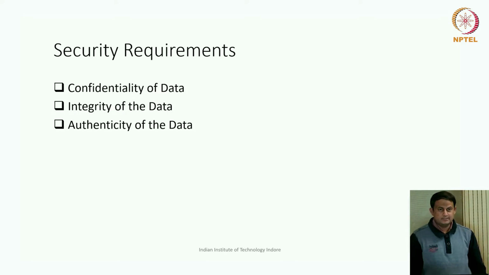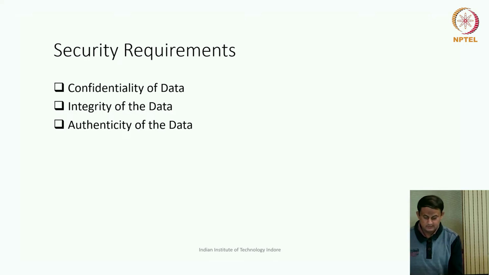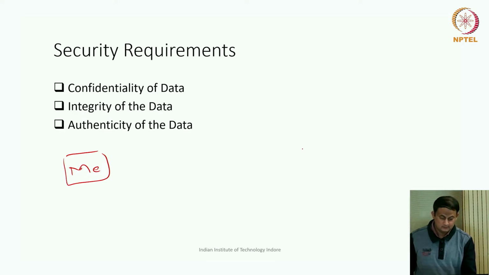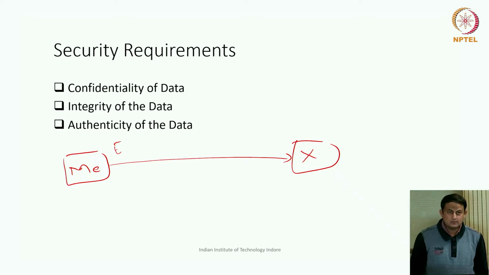So let's begin by asking this question. What are the security requirements of an email communication? Let's say I send an email. Here it's me who is sending a mail to, let's say, the person X, and the email goes from E to X. So let's call that email E. So what are the security requirements in this communication setup? What exactly do we require?